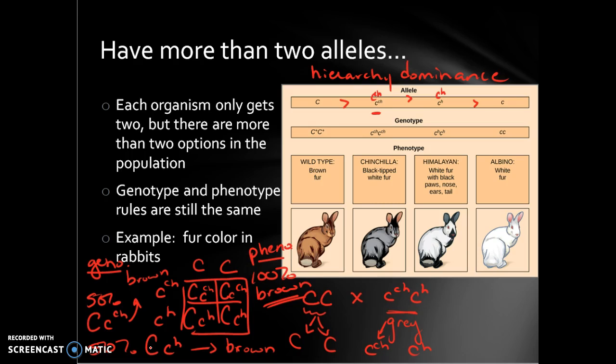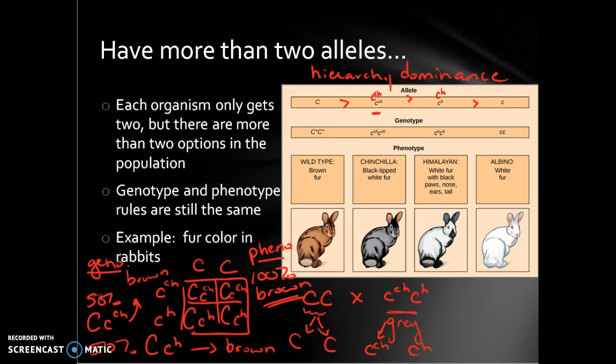But as you can see, doing the Punnett squares with this multiple allele situation is the same as before. It just means that there are more options out there in the population. Each individual still only gets 2 copies of the gene. So there's no rabbit out there that has a brown gene and a chinchilla gene and a Himalaya gene. They have to just get the 2 traits, and that's because they only have 2 of each chromosome.